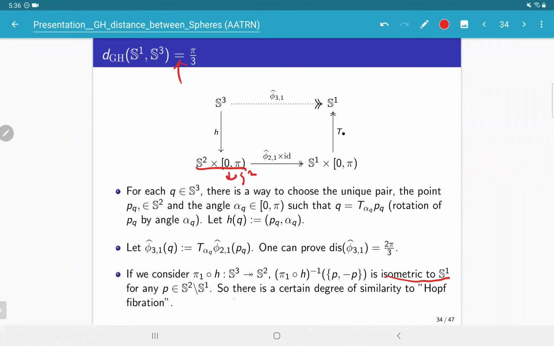So there is a certain degree of similarity to the Hopf fibration here, and there's another Hopf fibration from, I think, for example, S7 to S4, something like that. So maybe there's a more general way to build the correspondence for higher dimensional spheres, but we haven't figured it out yet.